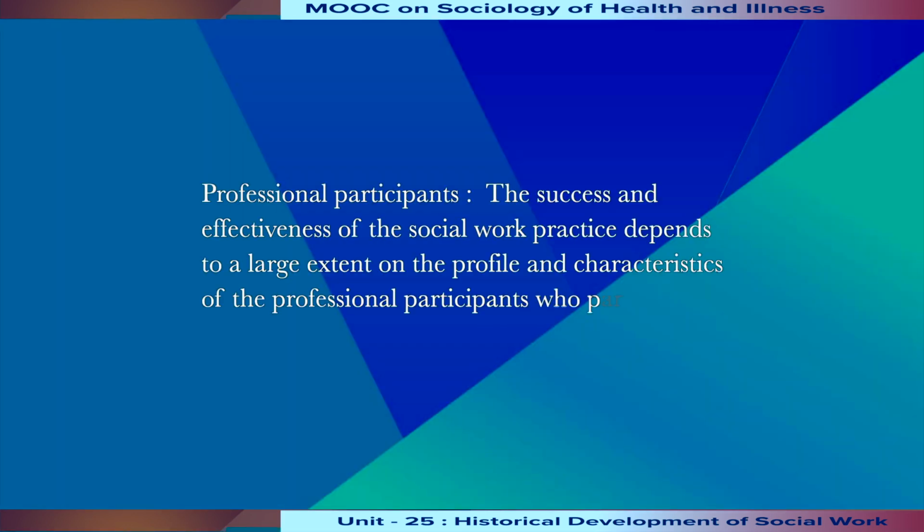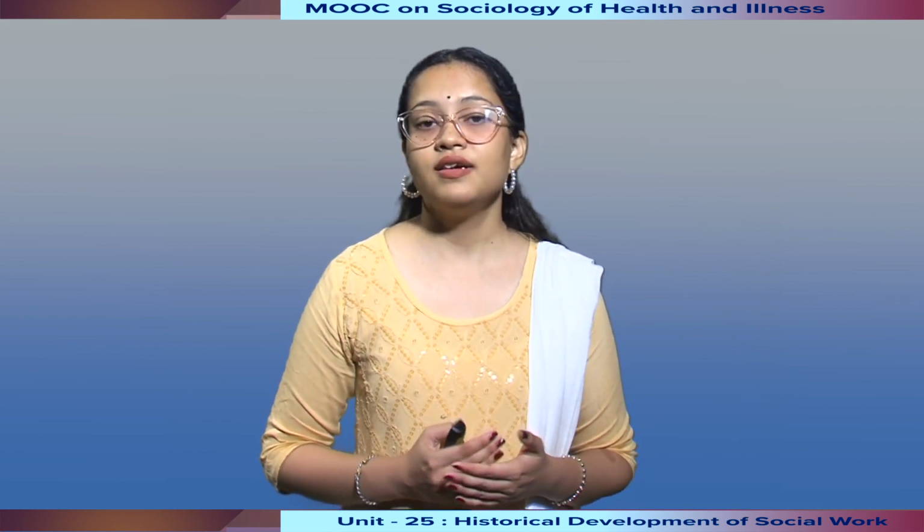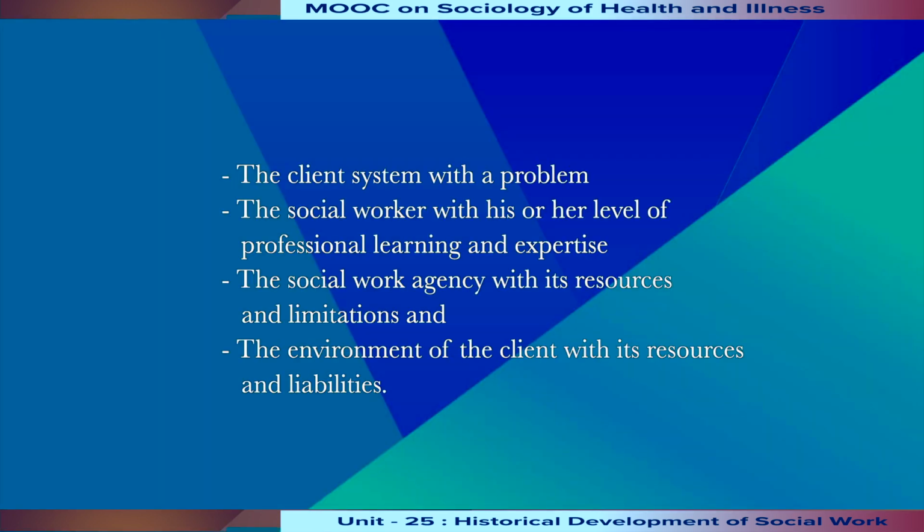Next, professional participants. The success and effectiveness of social work practice depends to a large extent on the profile and characteristics of the professional participants who partake in the process. In professional social work practice, the main participants are the client system with a problem, the social worker with his or her level of professional learning and expertise, the social work agency with its resources and limitations, and the environment of the client with its resources and liabilities.